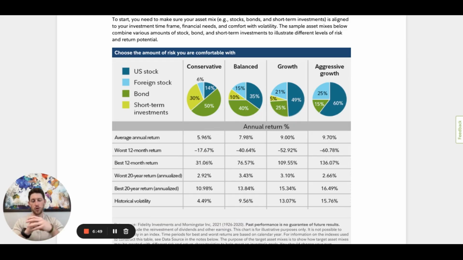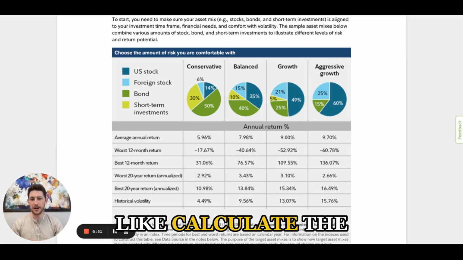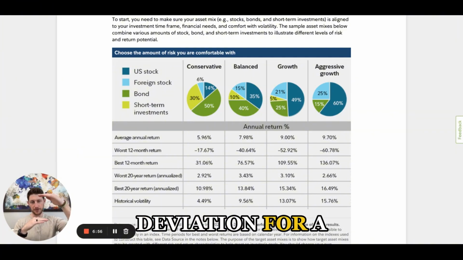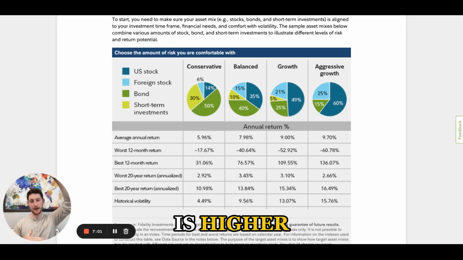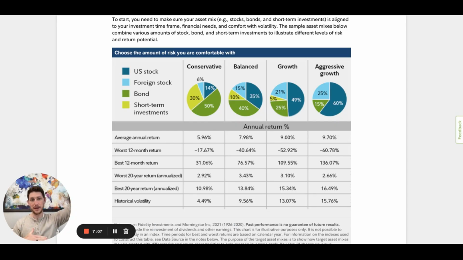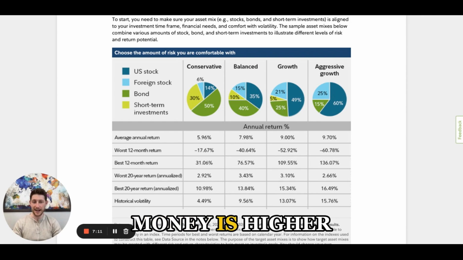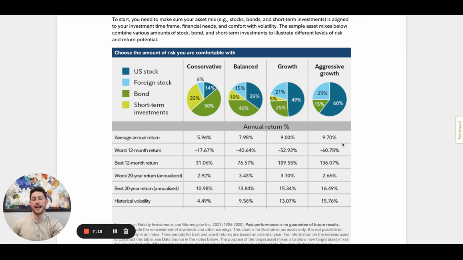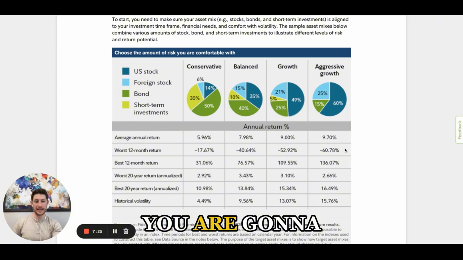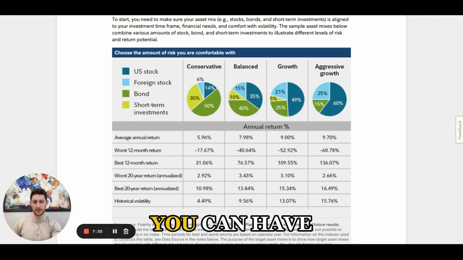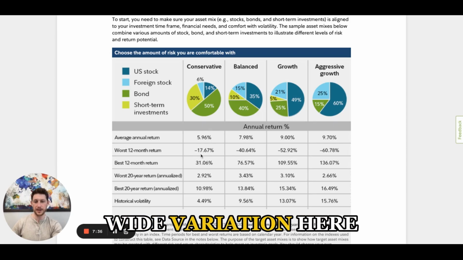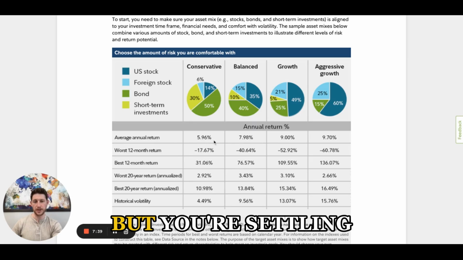Okay. So, we don't have to get into the fundamentals of how to calculate the risk, but essentially these are standard deviations. And the standard deviation for a more risky portfolio, right? The range is higher. So the standard deviation just gets bigger, which means the likelihood of losing money is higher. The likelihood of earning money is higher as well. So overall, this has a higher average annualized return, right? 9.7. But in between, you are going to get wide variation in returns. You could have negative 60 one year. You could have a positive 136 the next year. Wide variation here, much less so, but you're settling for lower.